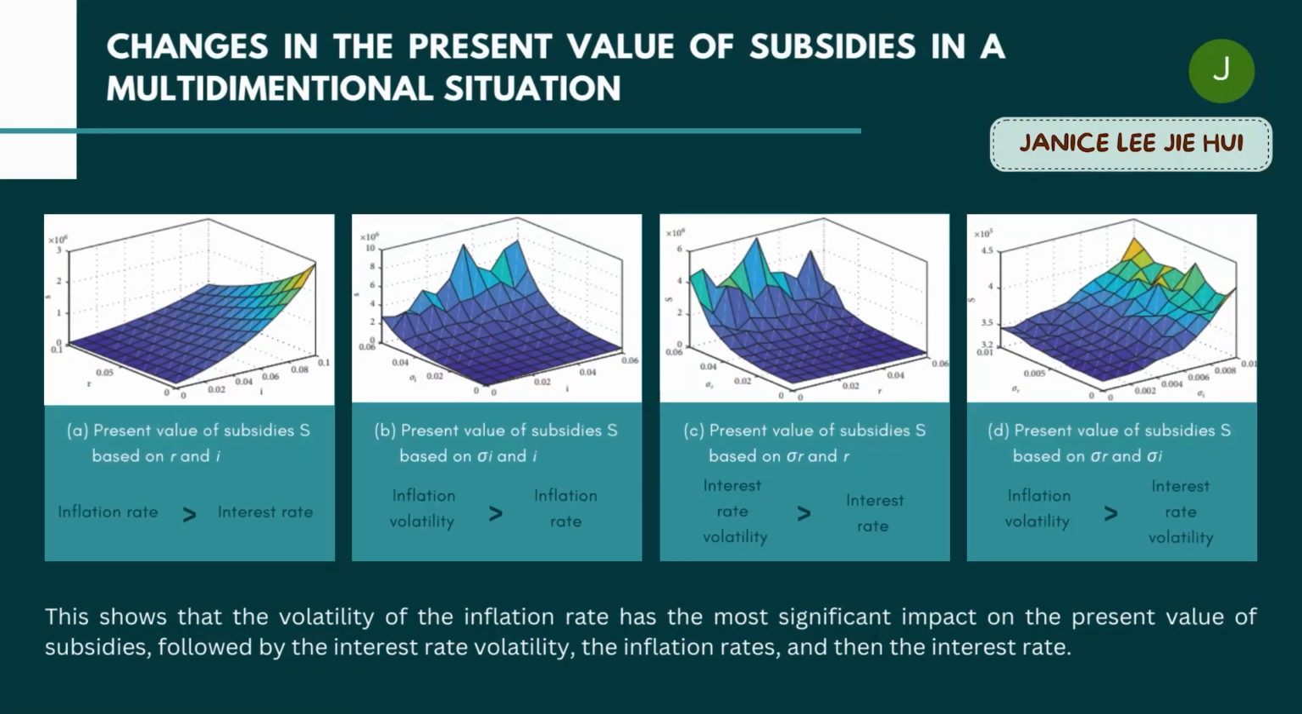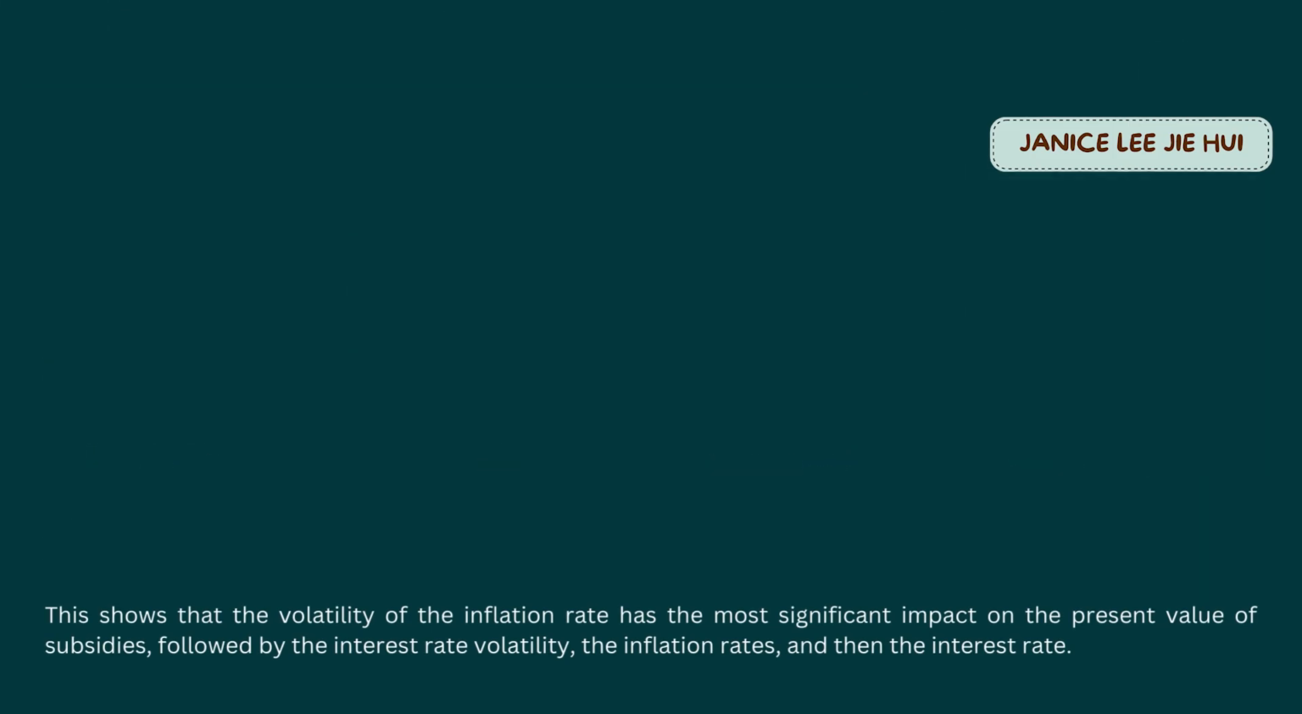For A, the inflation rate has a bigger impact on the operational subsidy than the interest rate. For B, it is more sensitive to inflation volatility. For C, it appears to be more sensitive to interest rate volatility. Lastly, for D, it is more sensitive to inflation volatility. This shows that the volatility of the inflation rate has the most significant impact on the present value of subsidies.